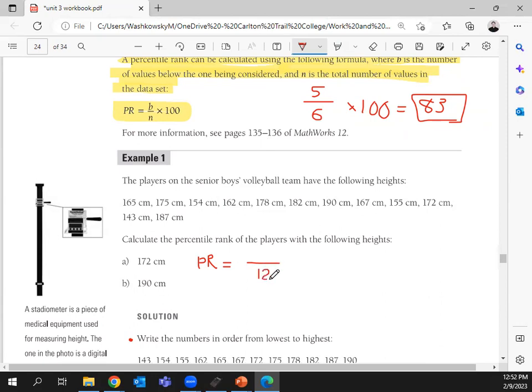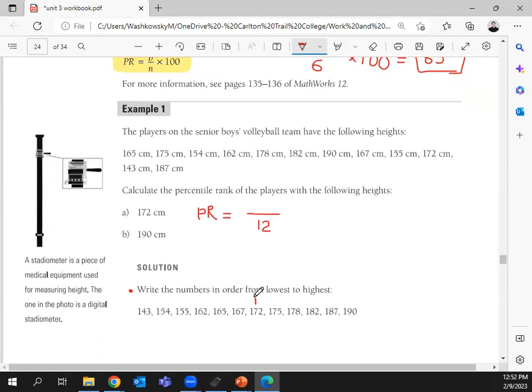12. N, number of values in the data set, there's 12 people. And then B, how many values are below that? I'm looking at the dude with 172 centimeters in height. How many people are shorter than him? 6. PR equals 6 over 12 times 100. You put that in a calculator, you're going to eventually get 50. So he's in the 50 percentile ranking there, okay? So that means 50% of the boys, half the boys, are shorter than this guy.